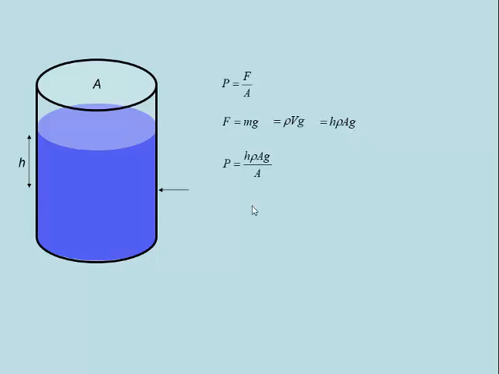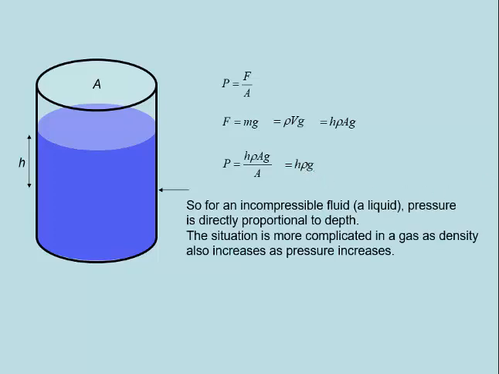We can find the pressure then as the force, which we found here, divided by the area. The areas cancel, and we're left with the pressure at a depth h is given by h, the height or depth of water or fluid, multiplied by the density of the fluid, multiplied by the gravitational field strength. So for an incompressible fluid or a liquid, pressure is directly proportional to depth. The situation is more complicated in a gas, as density also increases as the pressure increases, so we'll look at atmospheric pressure in a future video.